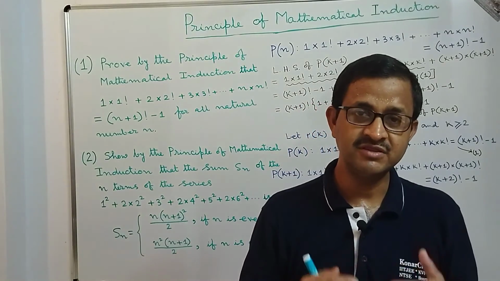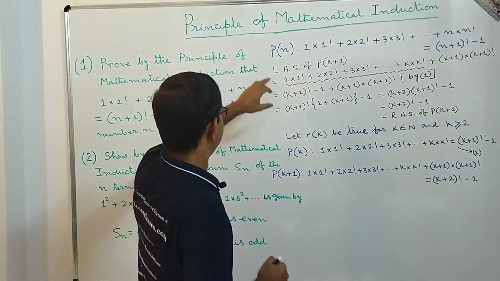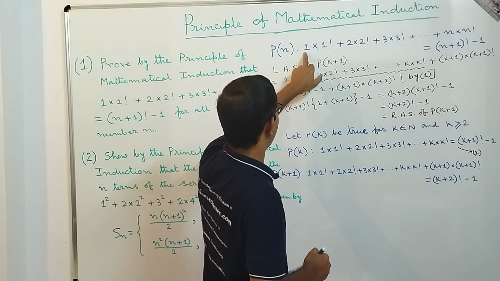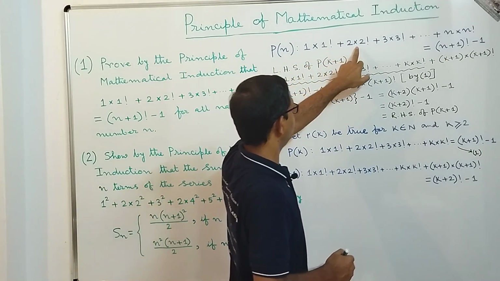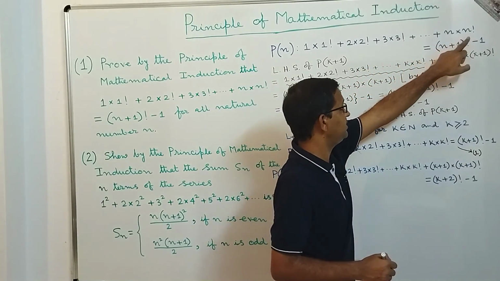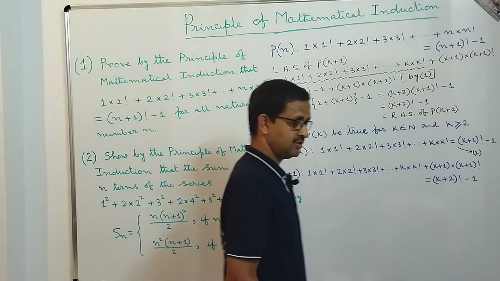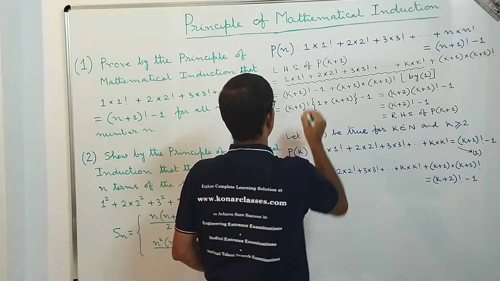Hence, from the principle of mathematical induction, we can say that the statement P(n), which represents 1 into 1 factorial plus 2 into 2 factorial plus 3 into 3 factorial up to n into n factorial is equal to (n+1) factorial minus 1. So, we are able to prove this one. Okay.